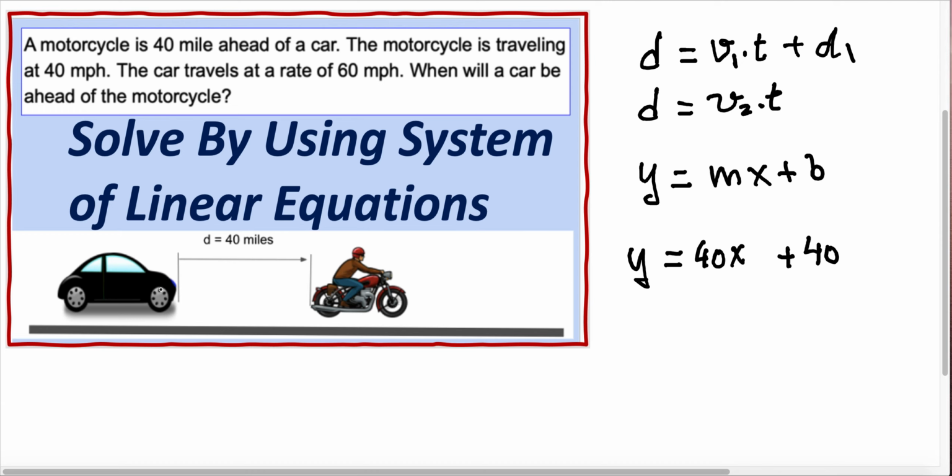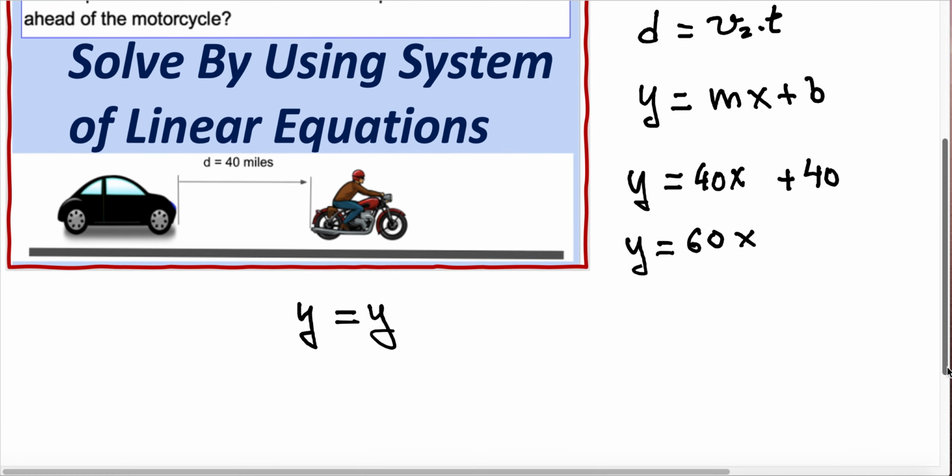On the other hand, if we are looking at the car, the car is 60 miles per hour. So it means the rate is 60x, but the initial distance is 0. And now we have a system of linear equations. We can solve this with whatever method is more convenient to us, with elimination or substitution. Or let's write it this way: y is equal to y. So the two distances are equal.